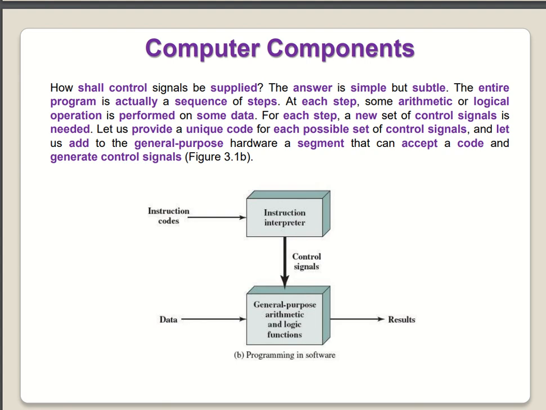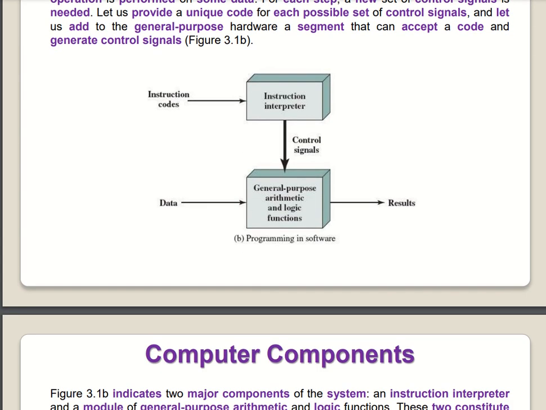And add to the general purpose hardware a segment called, here in the diagram you can see a segment called instruction interpreter. Can you see this one, the instruction interpreter? What it will do, this instruction interpreter will accept the code and generate the control signal based on the code. If the code is a load instruction, it generates the load control signal. If the code is a store instruction, it generates the store control signal, whatever it is. So this segment will accept the code and generate the control signal.